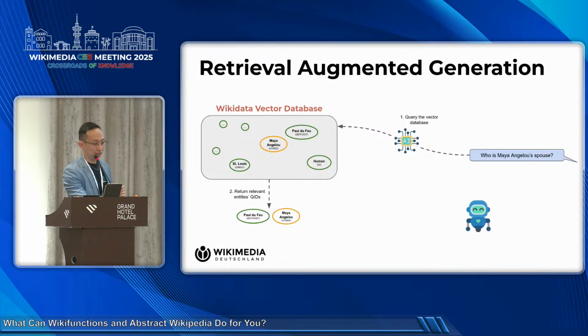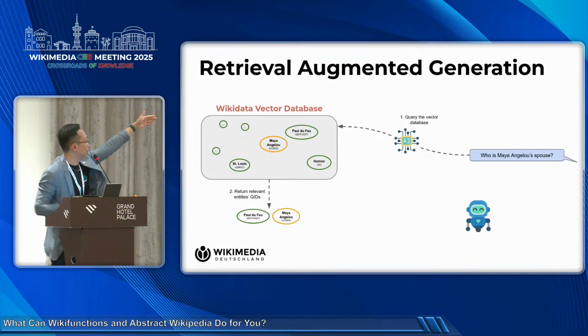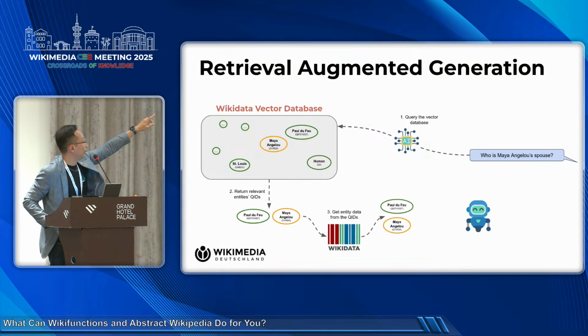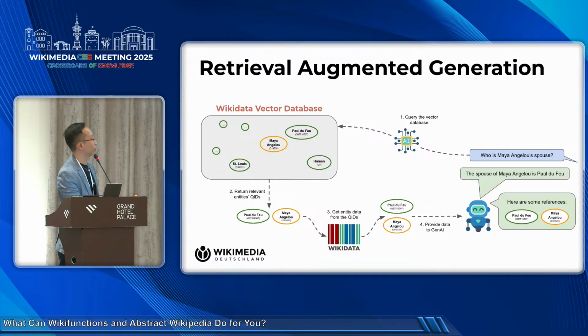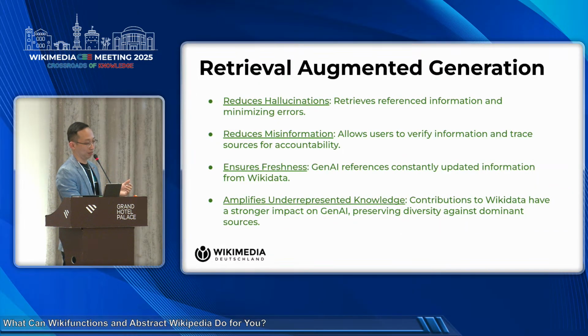So with the Wikidata vector database, first you make a query, you go into that, and then you come out with the entities, the QIDs. And this output is actually collected from the QIDs from Wikidata, and then you would pull it out again as a response. But what is interesting is the response that comes out to you is: the spouse of Maya Angelou is Paul du Feu, right? And not just an item in itself.